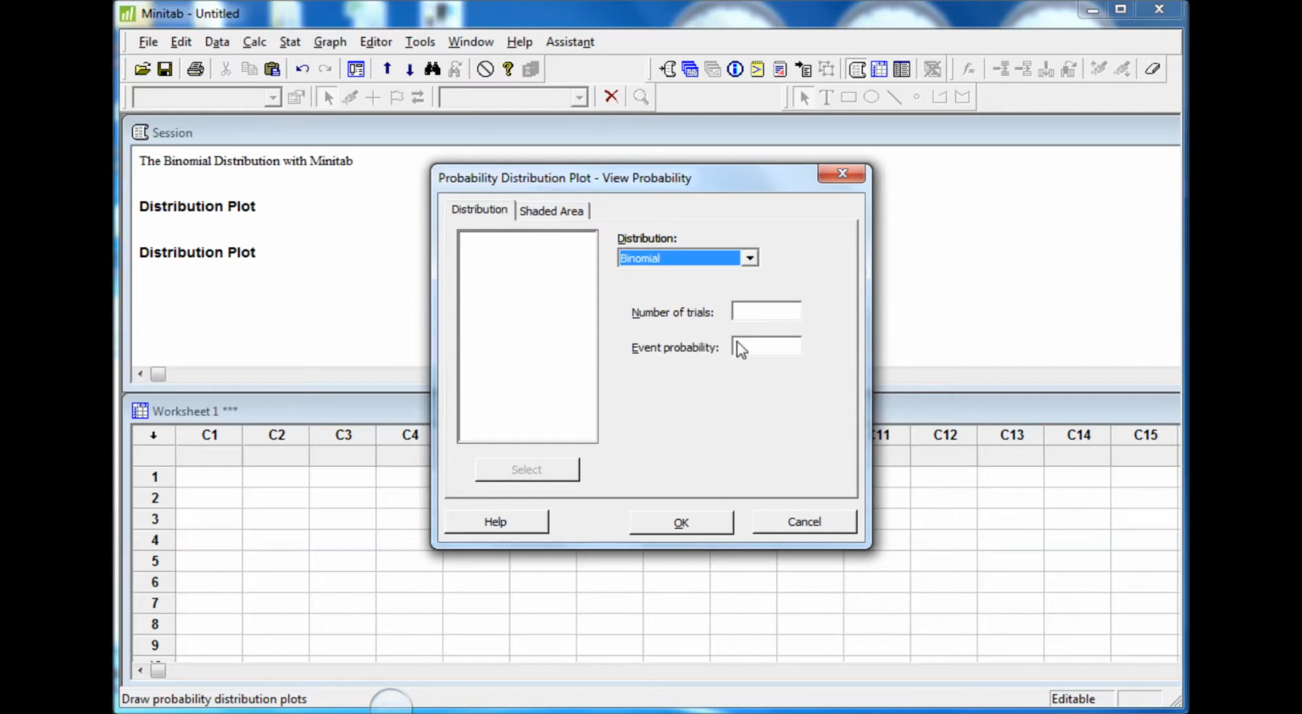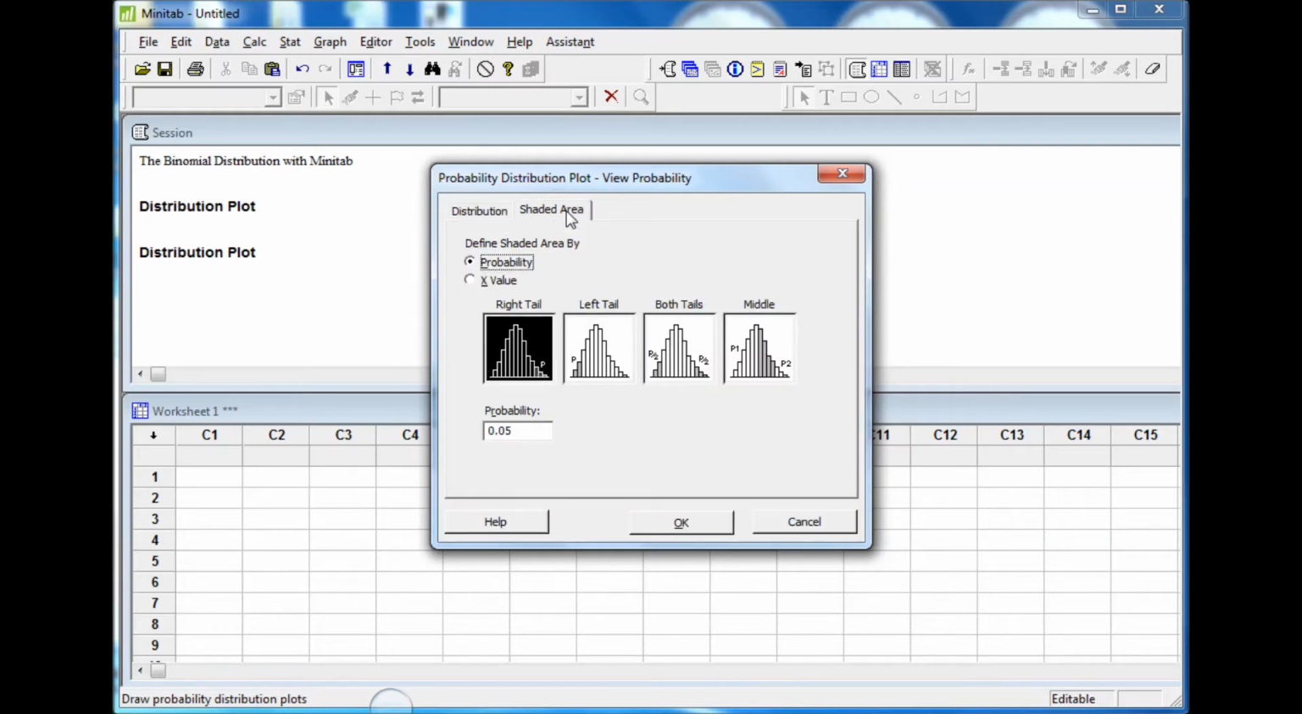and we need to fill in the values related to the number of trials and the event probability. So in the question we know that we have 4 different questions, so the number of trials is 4, while the event probability is the probability that the correct answer will occur, and we have just calculated that it's 1/5, and then we enter 0.2.